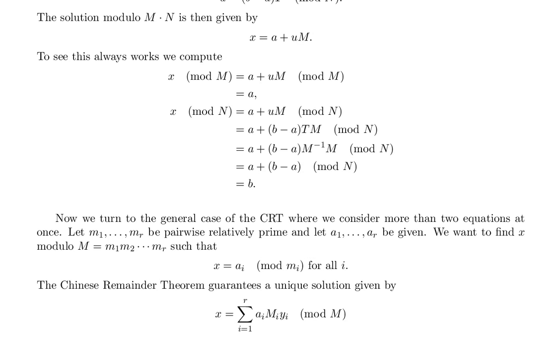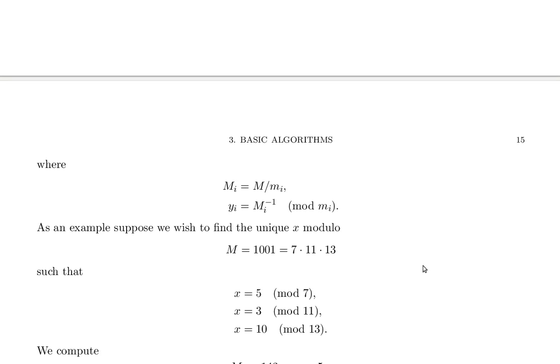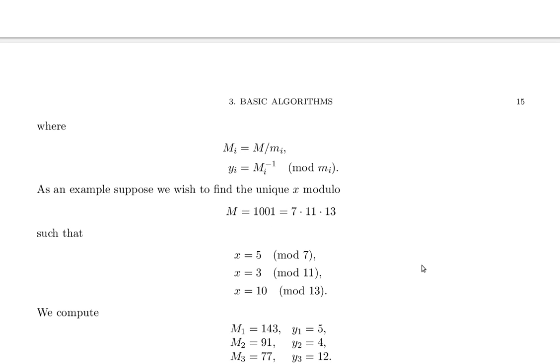Now we turn to the general case of the CRT, that's Chinese remainder theorem, where we consider more than two equations at once. Let m1 through m sub r be pairwise relatively prime, and let a sub 1 through a sub r be given. We want to find x modulo m equals m1 m2 through m sub r such that x equals a sub i mod m sub i for all i. The Chinese remainder theorem guarantees a unique solution given by x equals the sum from i equals 1 to r of a sub i, capital M sub i, y sub i, mod m, where capital M sub i equals m divided by lowercase m sub i, and y sub i equals capital M sub i to the minus 1, mod m sub i.